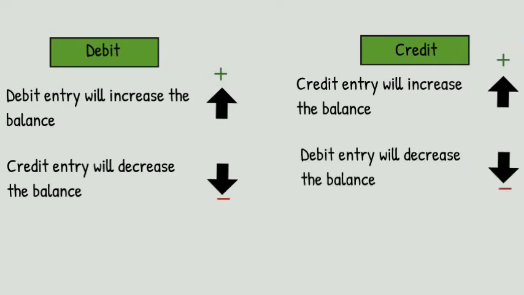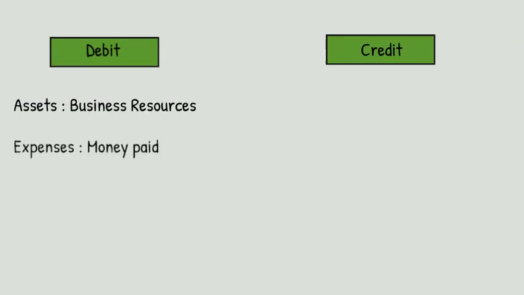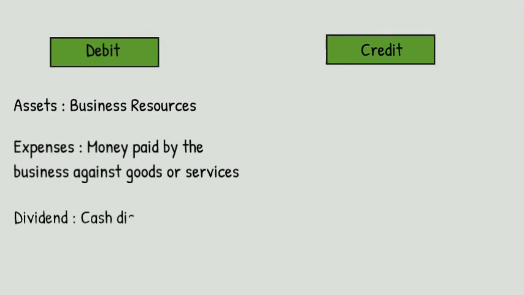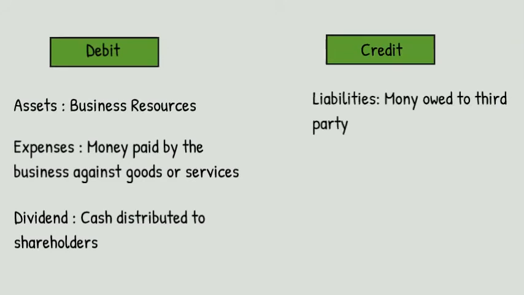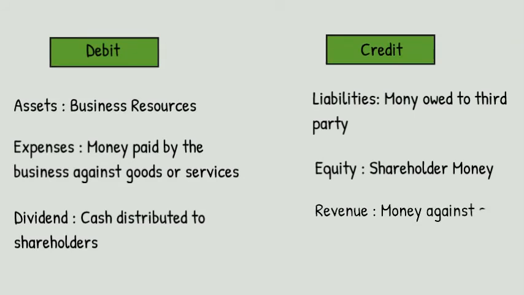Now, how will we decide the nature of the account we are looking at? We have 2 groups of accounts, debit and credit. Debit accounts include assets, which are the business resources; expenses, which are the money paid by the business against goods or services; and dividends, which are the cash distributed to the shareholders. Credit accounts include liabilities, which is money owed to third parties; equity, which is shareholder money; and revenue, which is the money against sales or services provided by the business.